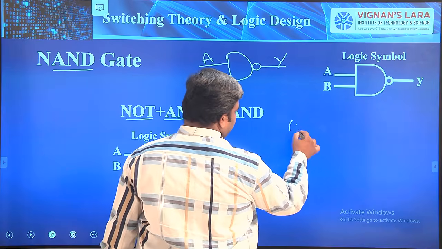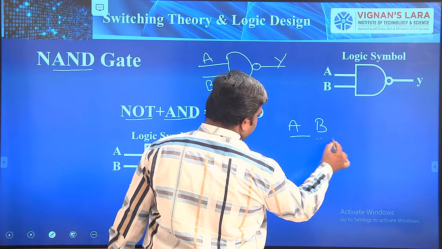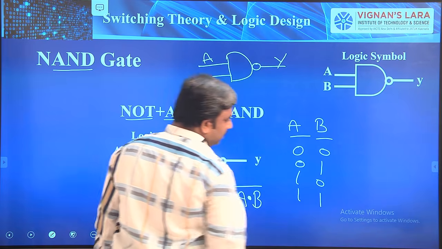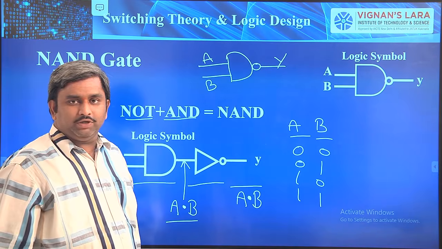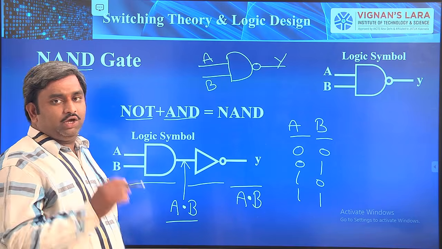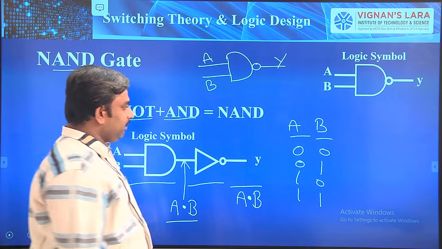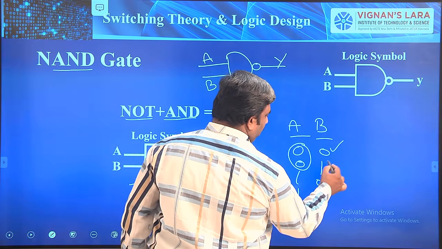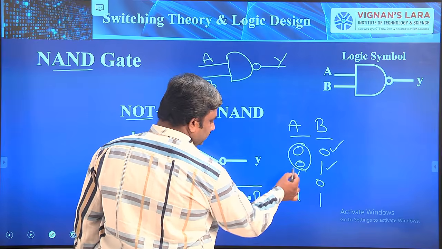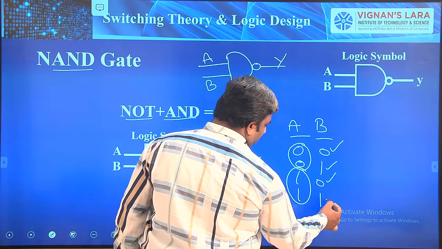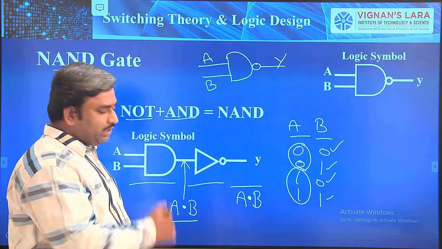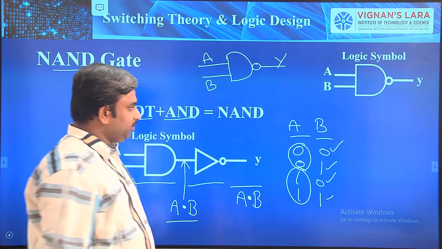For example, see A, B: 0 0, 0 1, 1 0, 1 1. These are the maximum possible combinations at the input side for two inputs. See here, this switch is in the off condition, and the other switch may be on or off. By using two switches, we can make these maximum possible combinations.